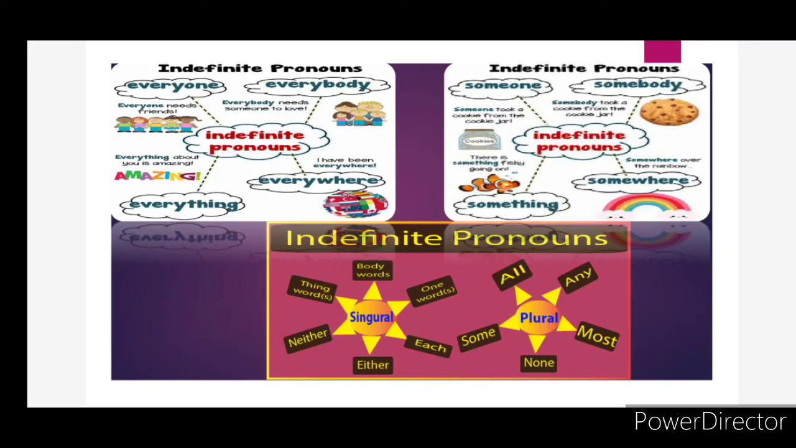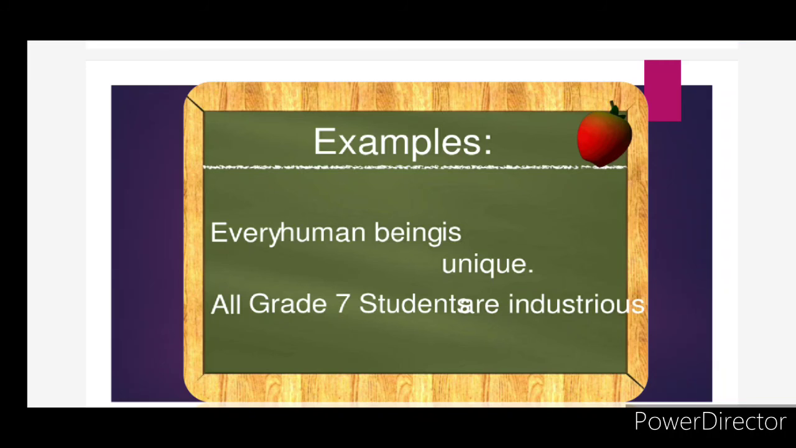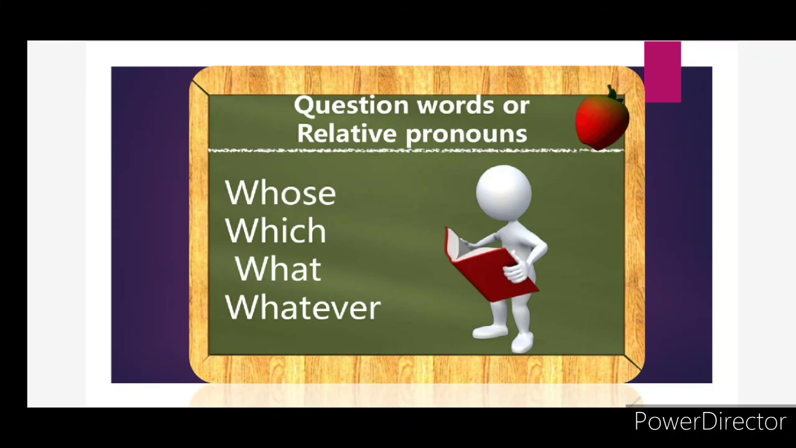Let's have a look at the examples now. Every human being is unique. Here, human being is a noun and every is placed before human being, which is an example of a determiner. Likewise, all grade 7 students are industrious. Again, all is an example of a determiner.